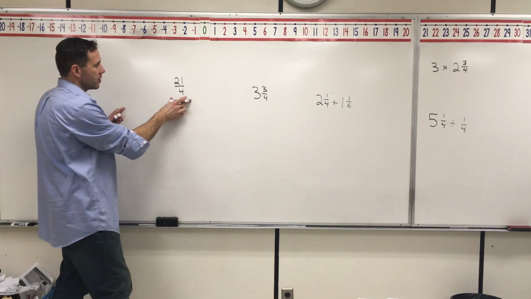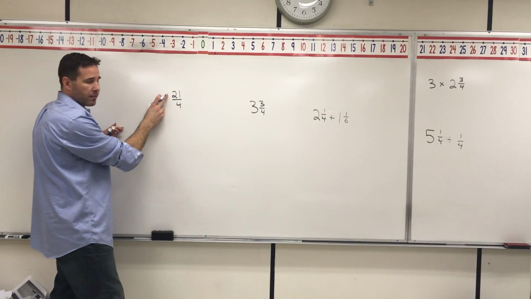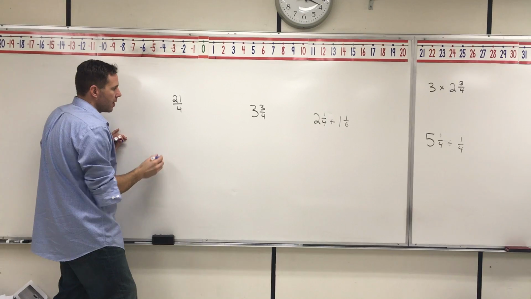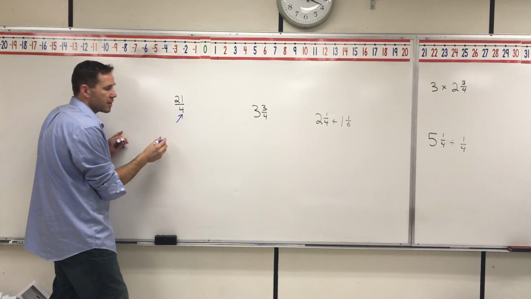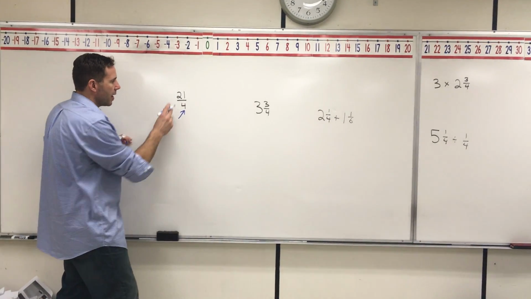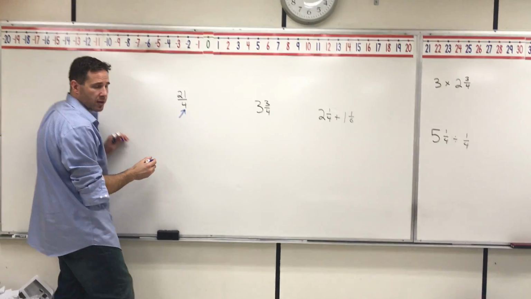All right, this is converting an improper fraction into a mixed number. And look over here, this 4 tells me that I need 4 to make a whole, and I have 21. This means I can go like this.